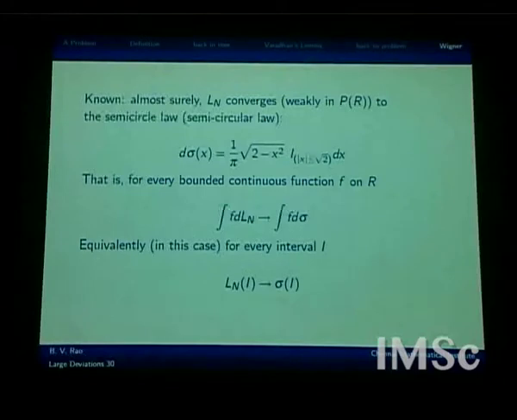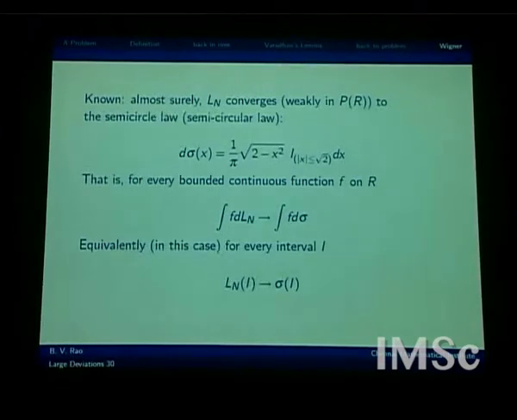What is that? Look at the interval minus root 2 to plus root 2. With that as diameter, you draw a semicircle, upper half. Think of it as a density function. Naturally, if you want a probability density function, you have to normalize. That is precisely what is happening there.